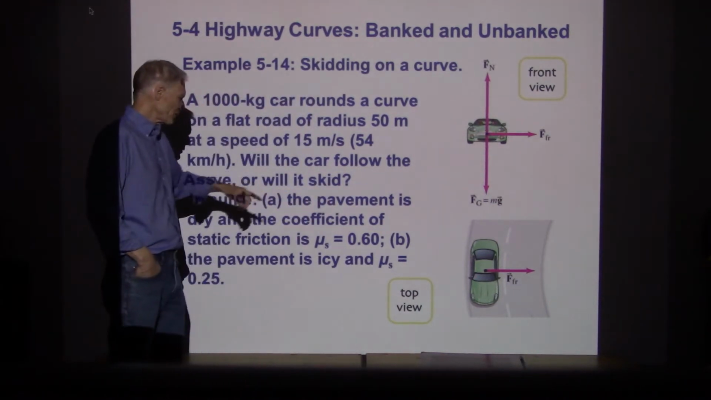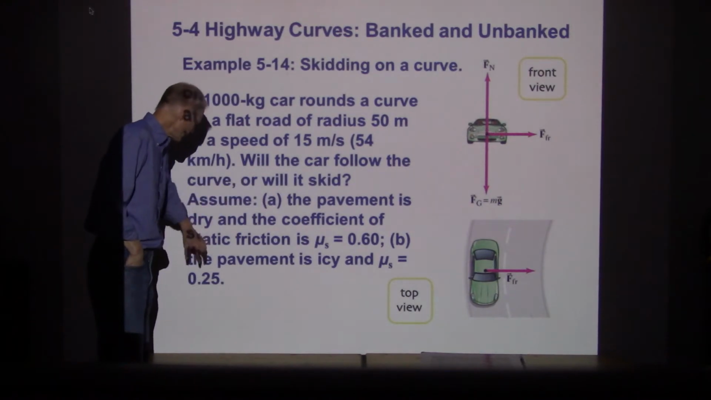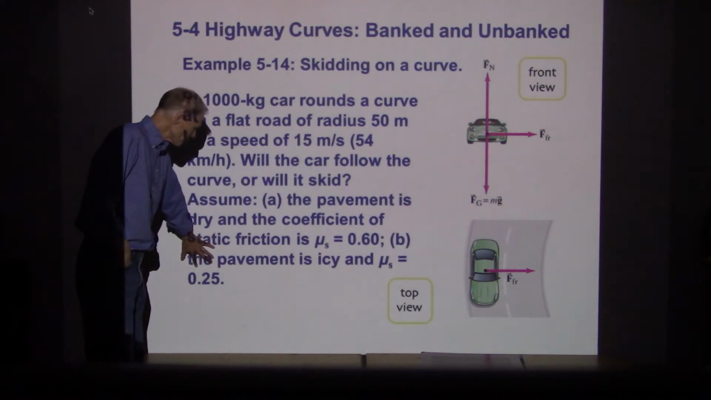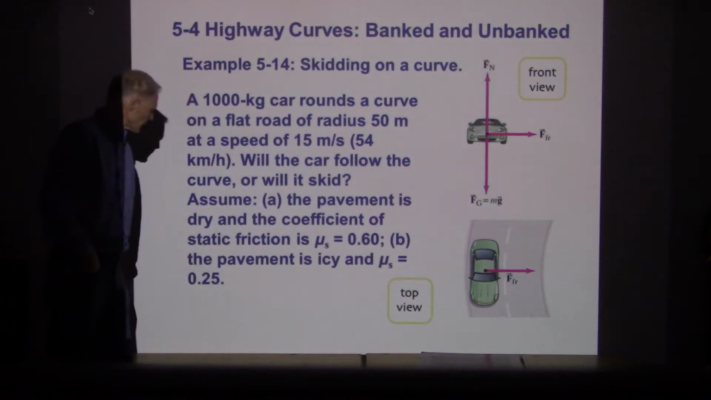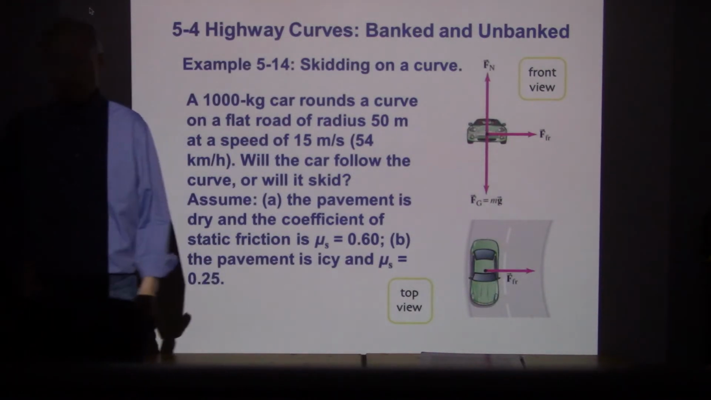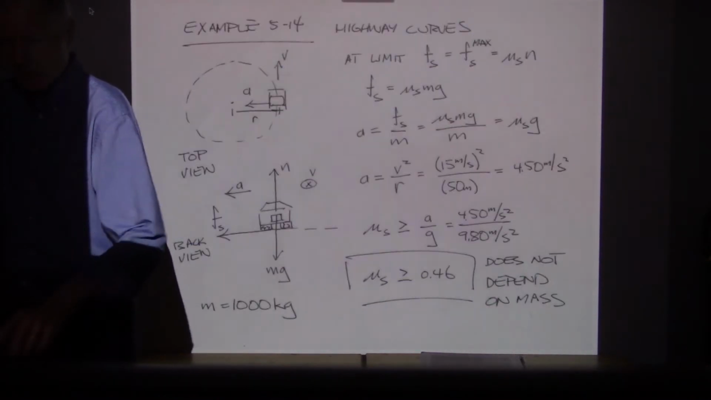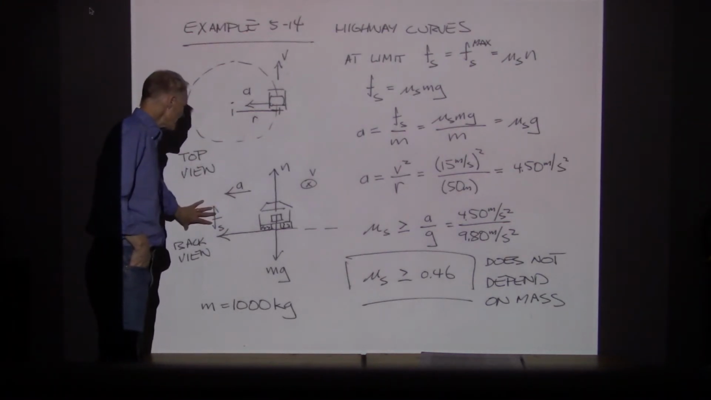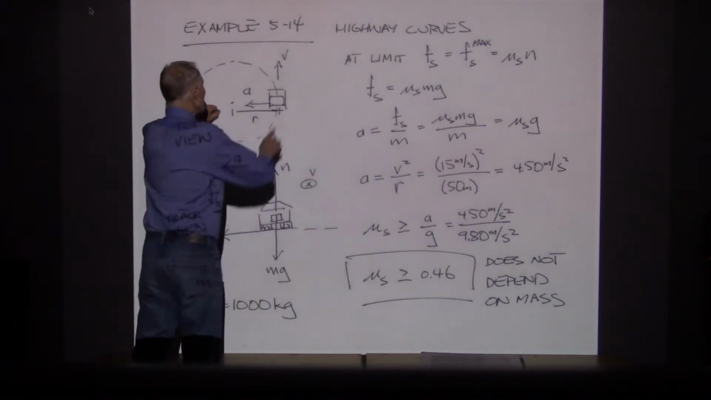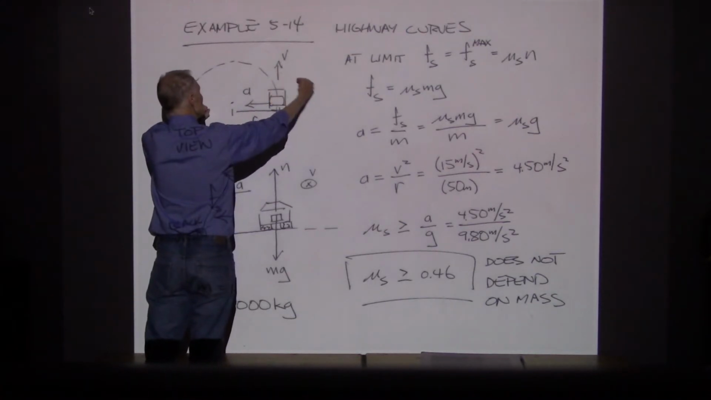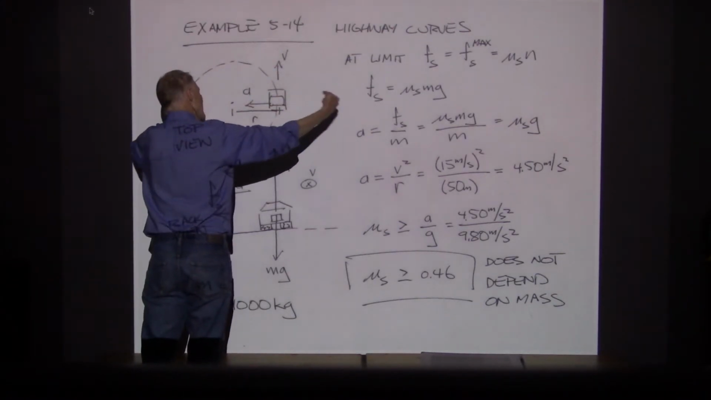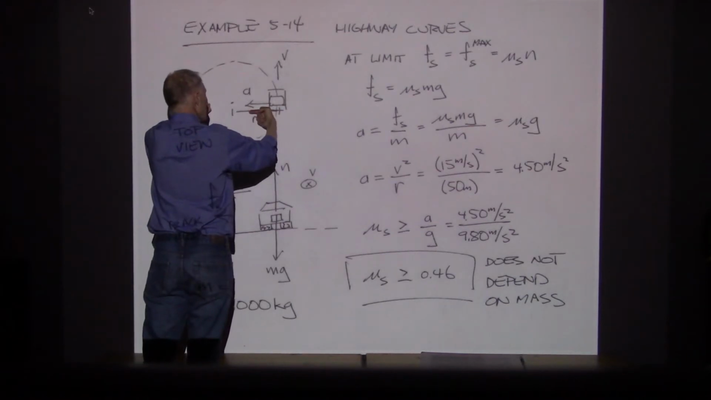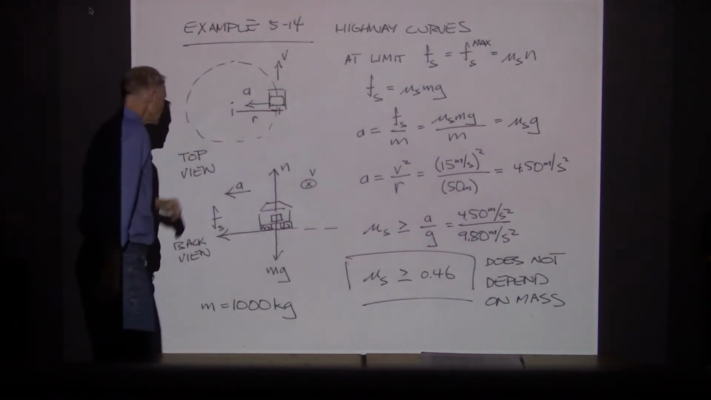I hope tires have a larger static friction than that. And then also consider a case where it's icy and the static friction is all the way down to 0.25. So here's the top view, here is my side view. From the top view I can see the car's going in that direction, the acceleration is towards the center. I'm going to need a frictional force in that direction.